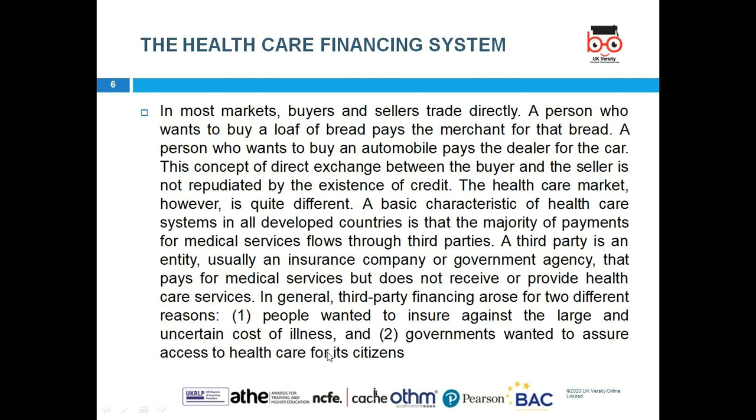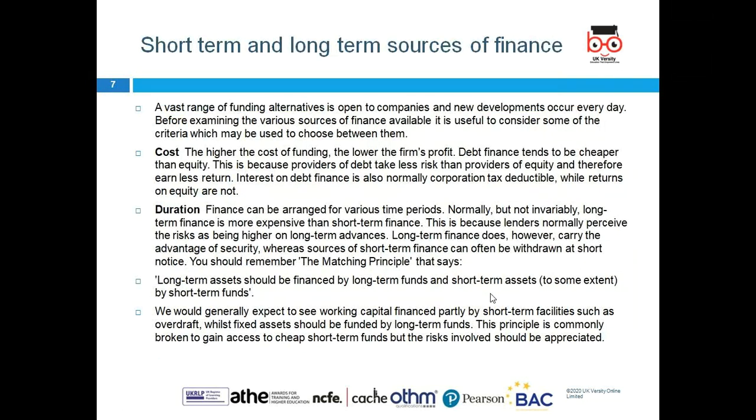In the healthcare market, people want to insure against the large cost of uncertain illness. So that can be one way the government gives finance to the hospital, of course through the tax system, which, especially in the UK, is how the money comes from the government. Then we'll go through short term and long term in further detail.